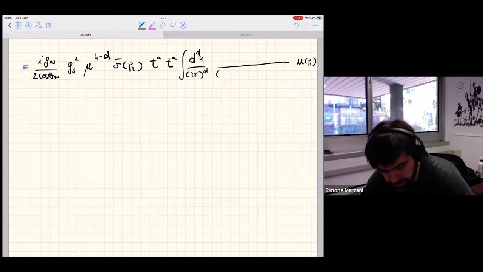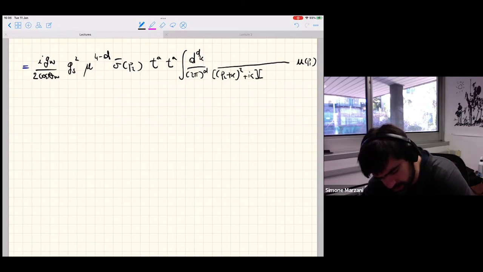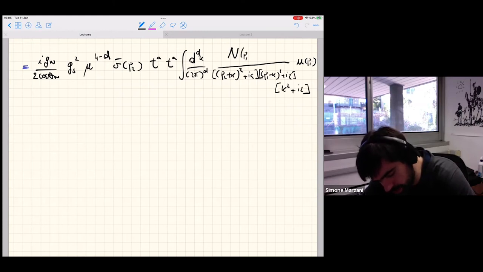And here I have p2 squared plus i epsilon, p1 plus k squared plus i epsilon. And then, sorry, I also have k squared plus i epsilon. And then here we'll have a numerator, which depends on p1, p2, and k, contracted by my epsilon star.